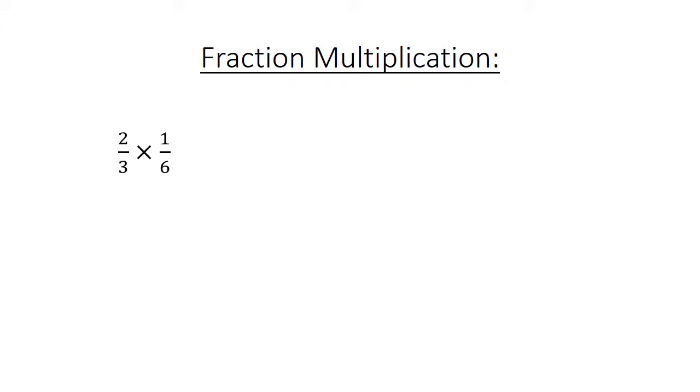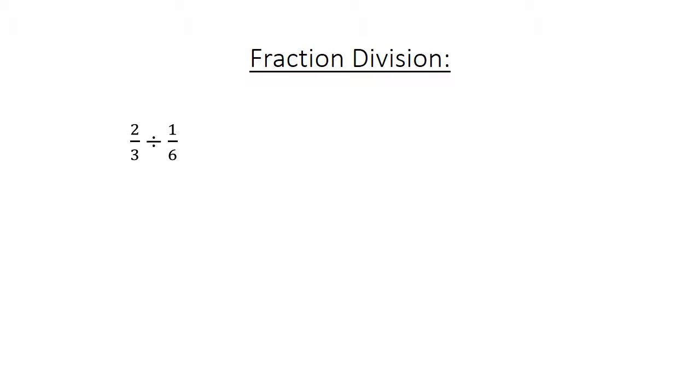Fraction multiplication, 2 over 3 times 1 over 6 equals 2 over 18. Simplify, 1 over 9. Fraction division, 2 over 3 divided by 1 over 6 equals 2 over 3 times 6 over 1 equals 12 over 3 equals 4.